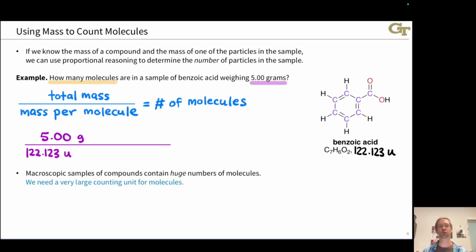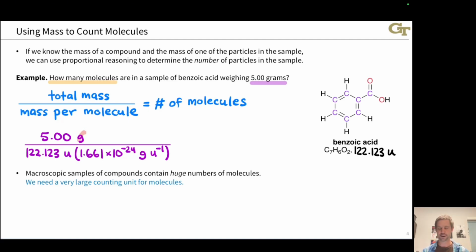and all we then need to do from here is a unit conversion, either converting the 5 grams into an unfathomably huge number of atomic mass units in terms of mass, or, as I do on the slide here, convert this 122.123 atomic mass units into grams. We do that by multiplying by the conversion factor we saw on the last slide, that an atomic mass unit is equivalent to 1.661 times 10 to the negative 24th grams. This turns out to be a crazy huge number.